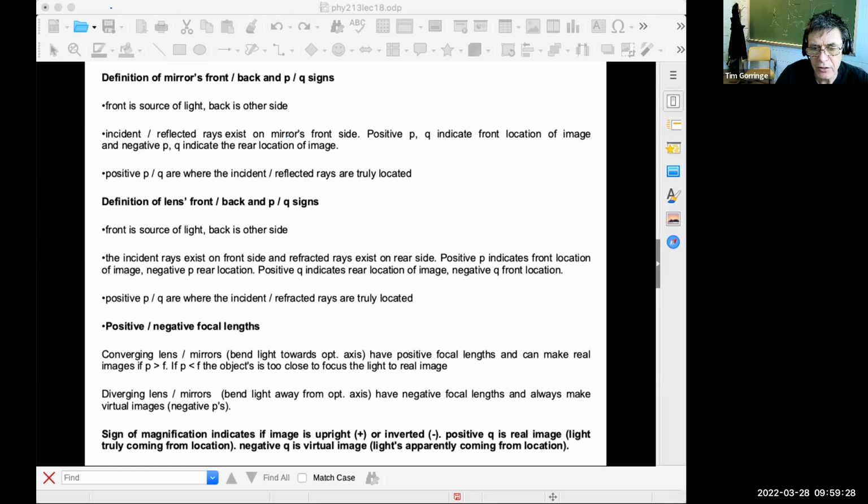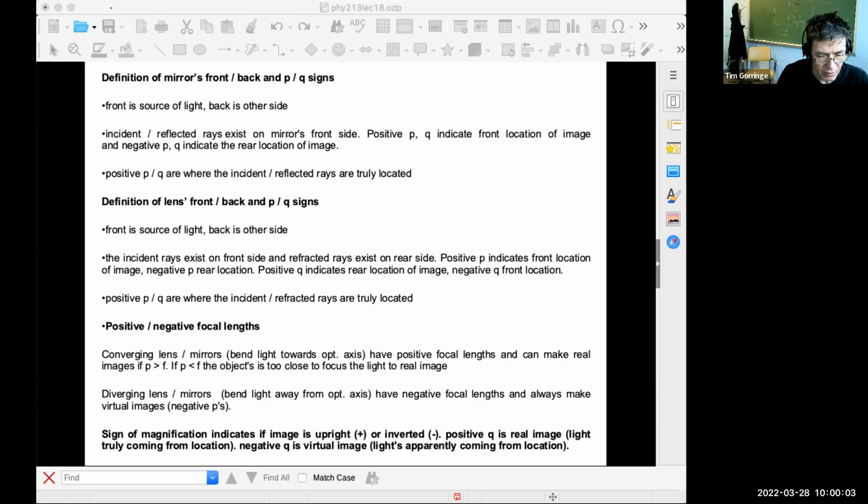I wanted to say a few words about signs of quantities when we're working with mirrors and lenses, when we're working with the images of objects that are formed by mirrors and lenses. It's very important to get the signs right. We can look up the signs in the table, but it's also helpful to understand where those signs come from, have an intuition about what's the correct sign and what's not, and what those signs really physically mean.